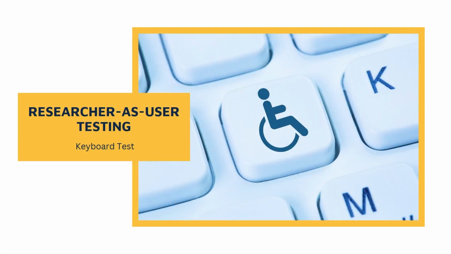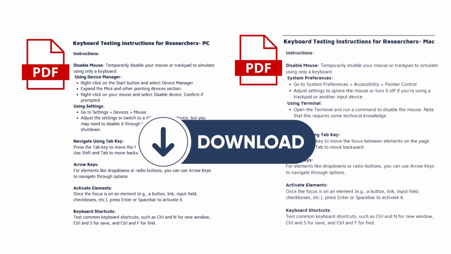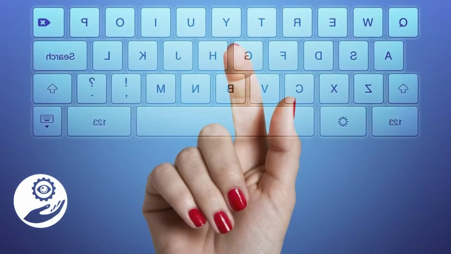Researcher as user tests involve researchers engaging in perspective taking by using assistive technologies such as screen readers, screen magnifiers, voice recognition software, or keyboard-only navigation to experience a survey as a participant with disabilities or impairments might. Project Iris support materials are available for download through the website for both Mac and PC. By completing the survey as an end user may experience it, researchers play an important role in identifying and resolving accessibility barriers.